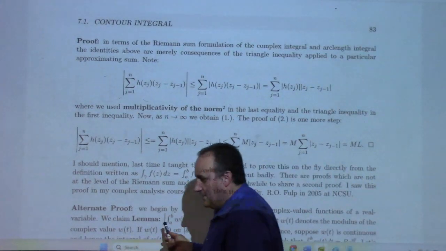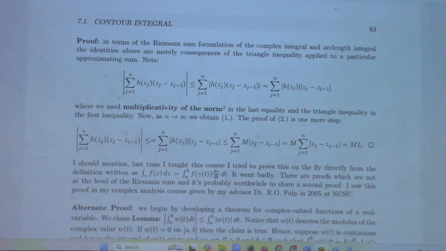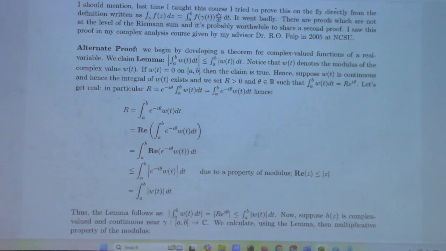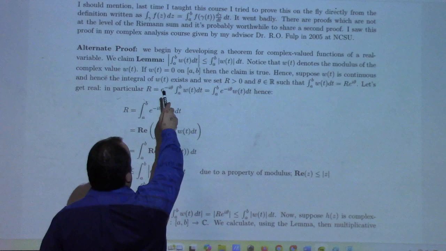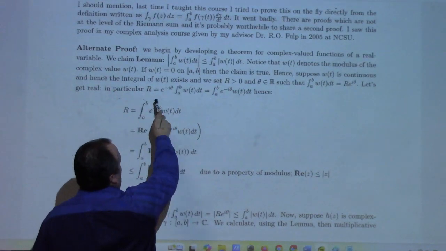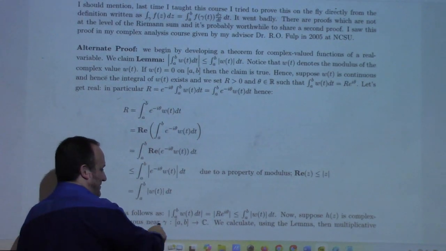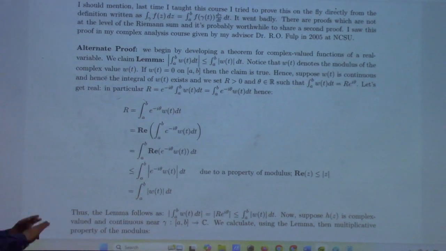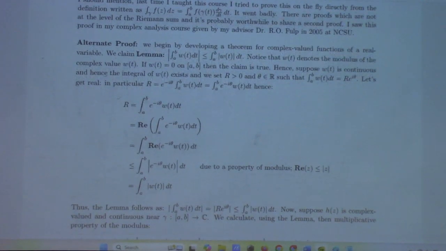The alternate proof, if you wanted to prove it taking the parametric integral as basic, needs a lemma, and then you do a calculation, and after some hocus pocus, you prove it. It's not that easy, and I'd have to spend 10 minutes explaining that. But it's like 2 minutes if we take the Riemann sum, like I just did.